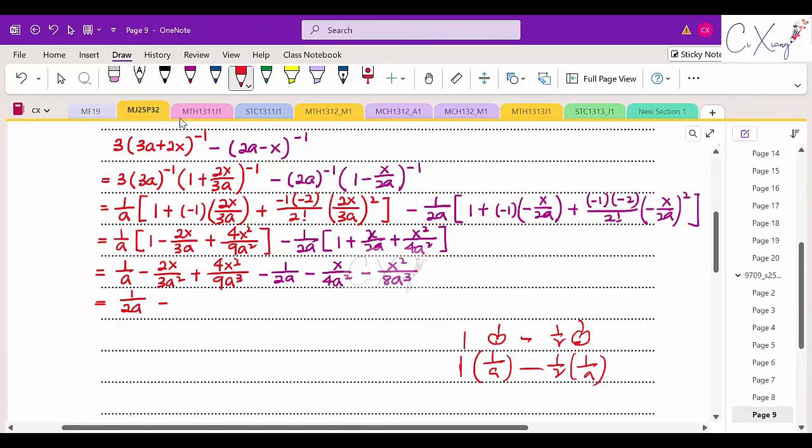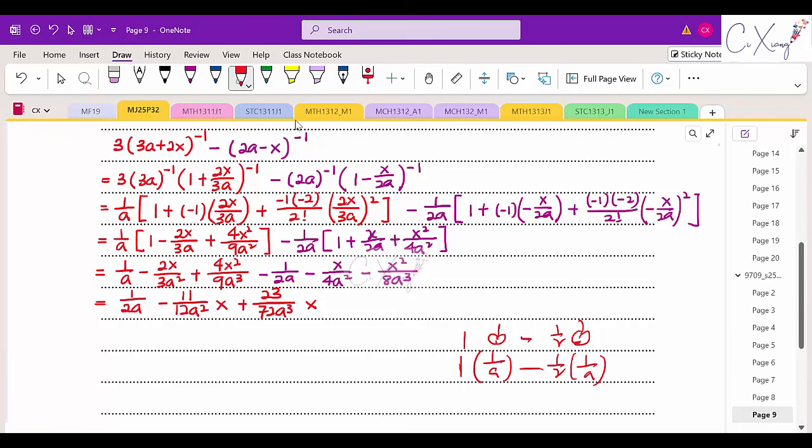Then you do the same thing for the rest of the terms. 2x over 3a squared minus 1x over 4a squared. If you try to simplify it, you'll be having 11 over 12a squared, then x. Then the last term for x squared, take 4 over 9 minus 1 over 8. 4 over 9 minus 1 over 8 will give you 23 over 72. Then I'm having a cubed with the x squared. So this is how we get the answer.